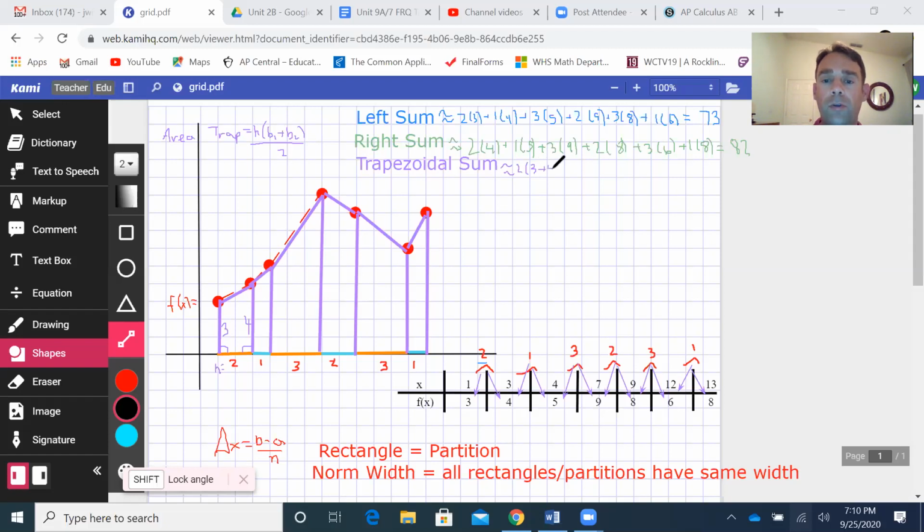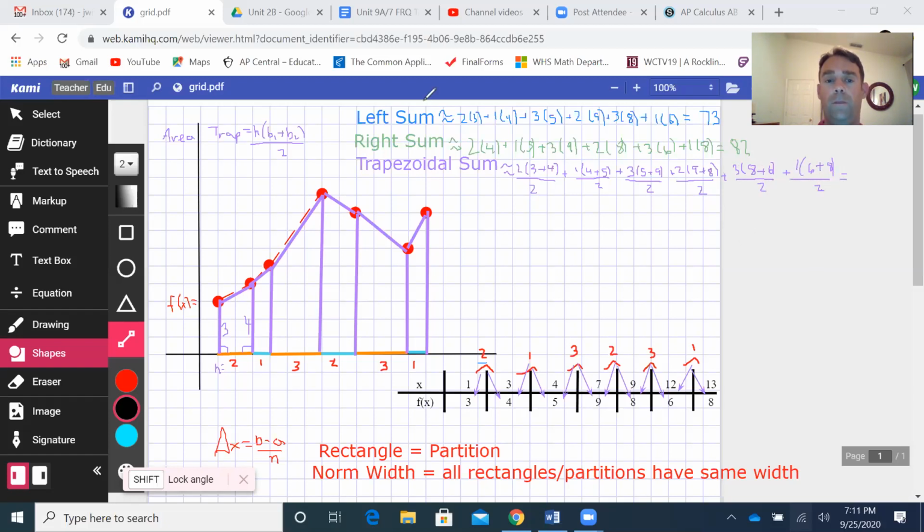So our height is 2 times base 1 plus base 2 divided by 2. There's our first trapezoid. So plus our height of 1 times 4 plus 5 divided by 2, plus 3 times 5 plus 9, plus 2 times 9 plus 8. So this is a trapezoidal sum. Plus 3 times 8 plus 6, plus 1 times 6 plus 8.